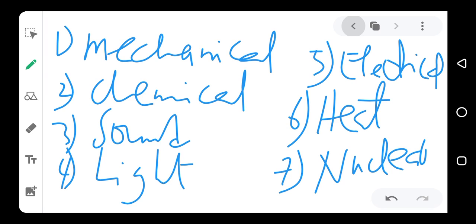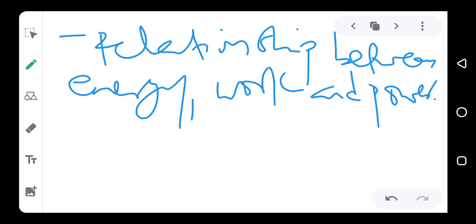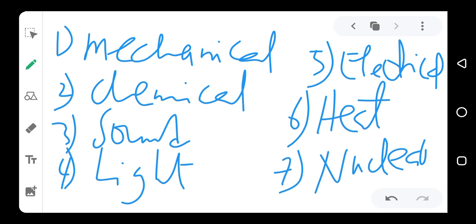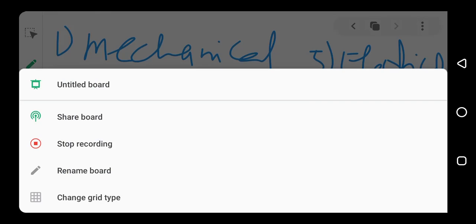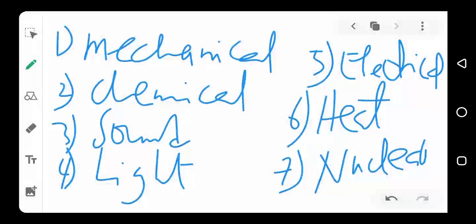Now let's talk about the calculations. Okay, let's look at some calculations involving energy. But before then, let's talk about the formula for energy. So let me give you the formulas for energy.